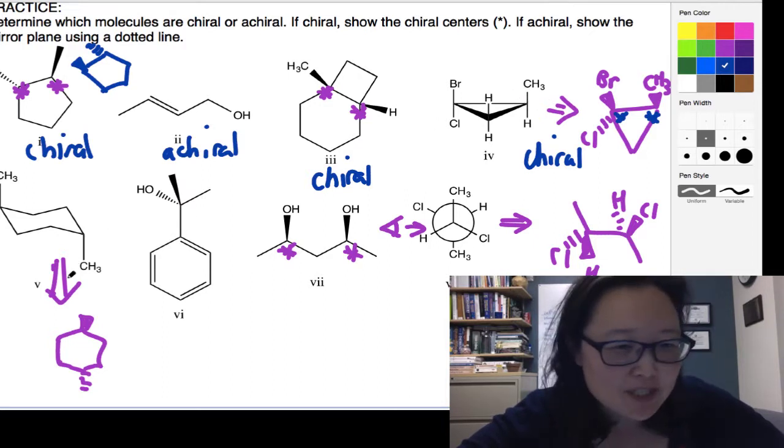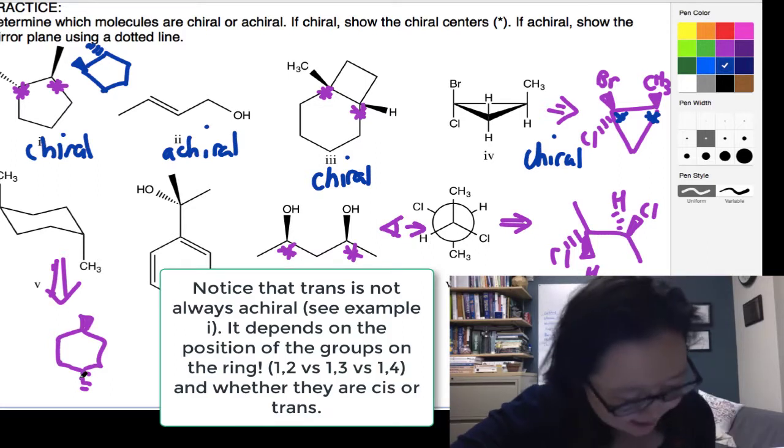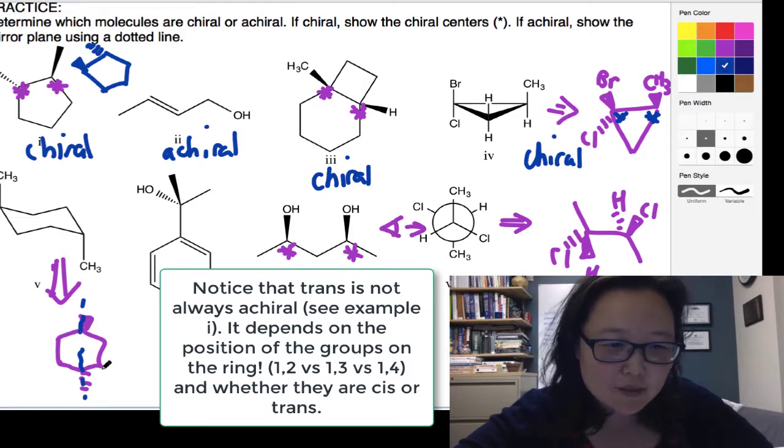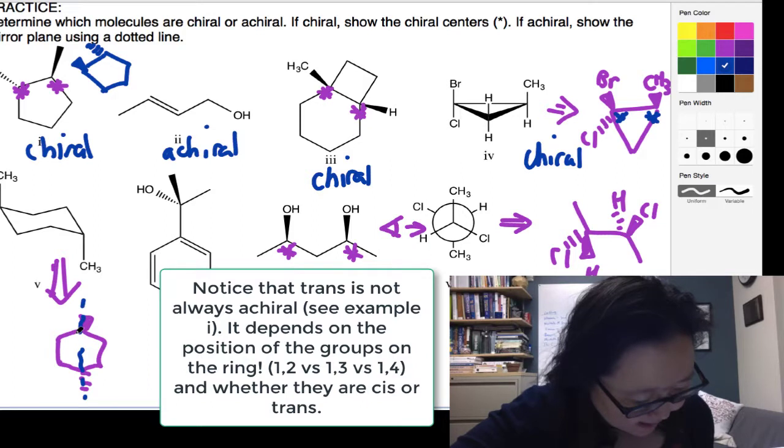Let's look at number 5. We have a chair, a methyl up and a methyl down. So I put a wedge and a dash. And you can see the internal mirror plane. And also there's a lack of chiral centers, because going around this way is the same as going around that way. So this is achiral.